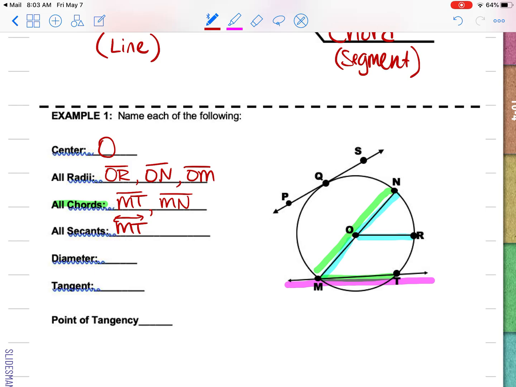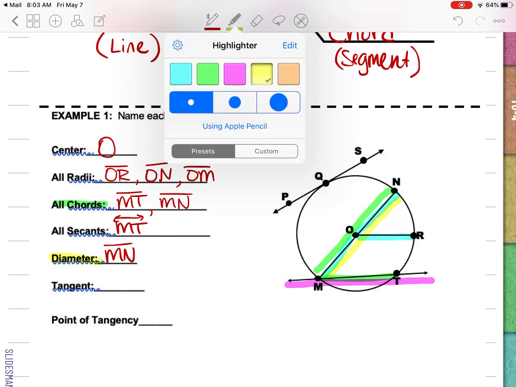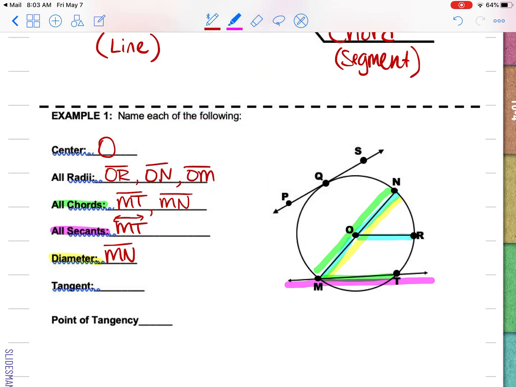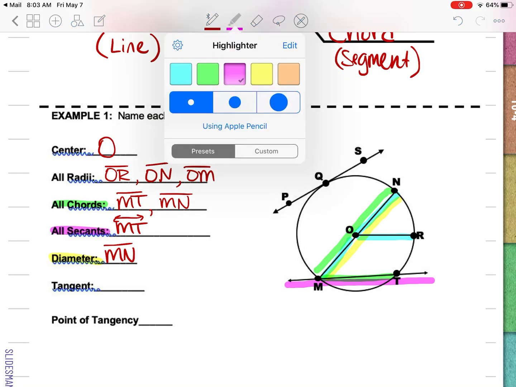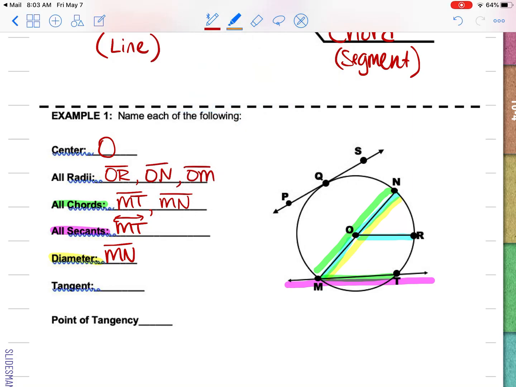Diameter has to hit the circle at 2 points, and that is right here at MN, and it is a segment, so it stops. Let's see, I did the secant in that pink. Let's go ahead and highlight that just to remind yourself. Tangent line has to hit at 1 point, so I only see one tangent line here at PS.